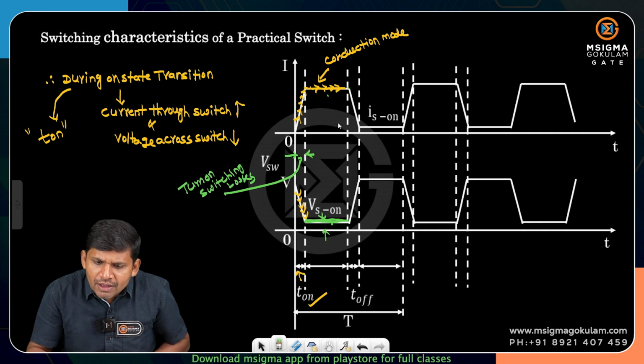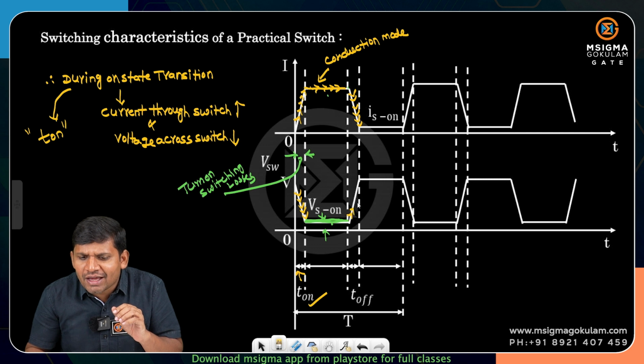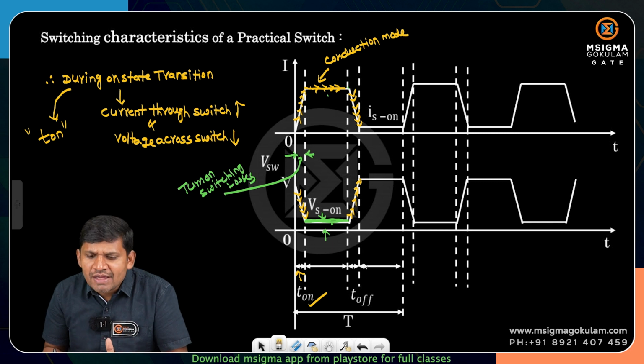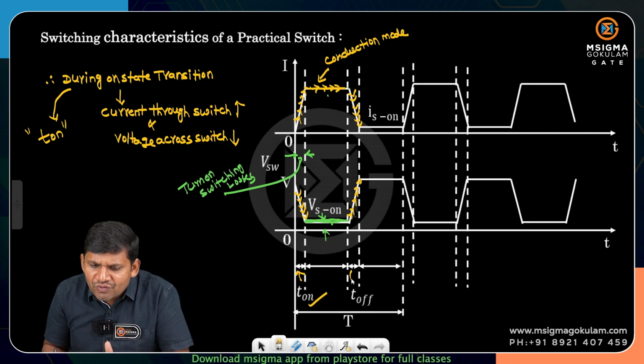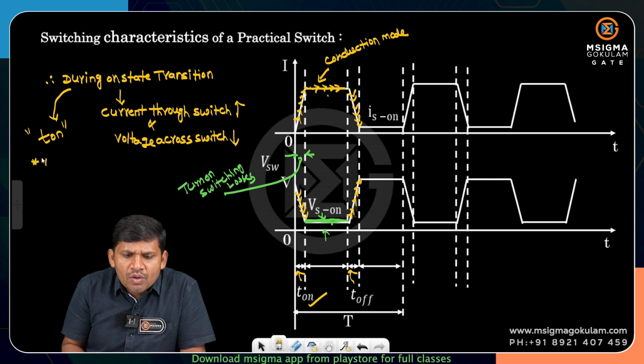Next, here current is falling. Concentrate, students, the current is falling. If the current is falling, what is the voltage across the device? Voltage across the device is rising. Current is falling, voltage is rising. Then this is called the turn off transition. What is the observation during turn off transition?